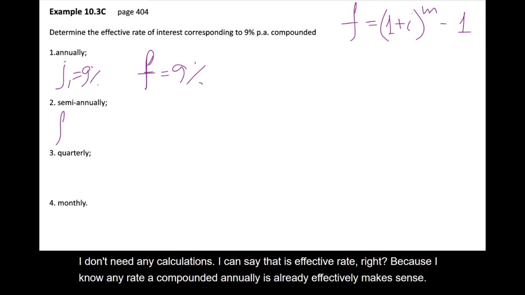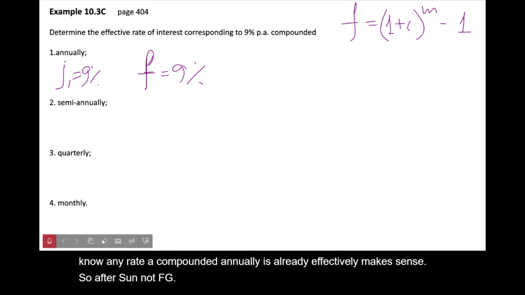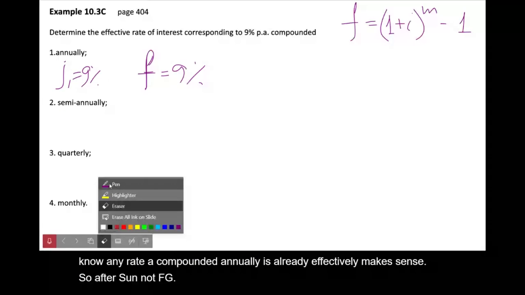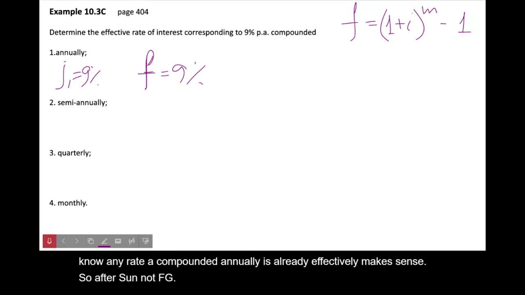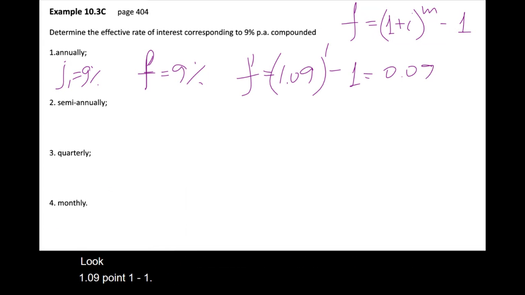So not F J. But if you need proof, look, 1.09 exponent 1 minus 1. That's your proof.